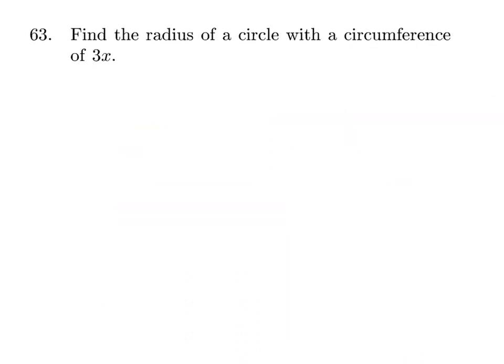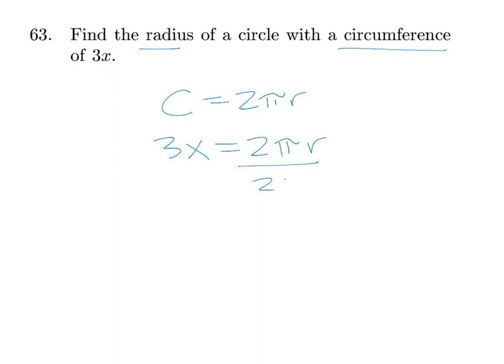Alright, find the radius of a circle with a circumference of 3x. The circumference is 3x, so 3x is equal to 2 pi r. So I just divide by 2 pi. There's nothing else we could do here. It's just 3x over 2 pi.